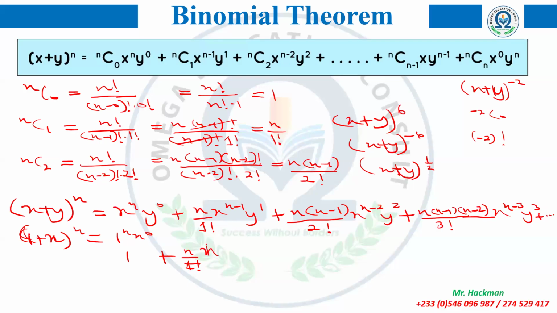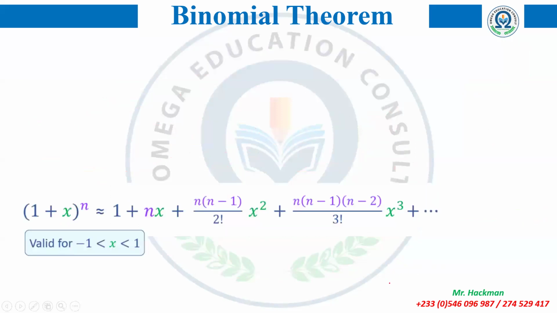Your x is 1, so let me substitute n minus 1. Then your y is now x. So this becomes nx. Then plus the next one will be n into n minus 1 over 2 factorial, then x squared. Then plus n into n minus 1, into n minus 2, x cubed over 3 factorial. And that is what was here. You can see.